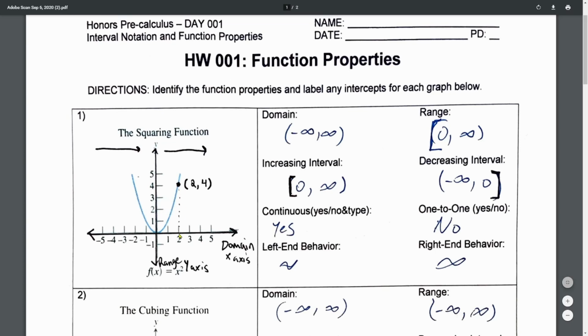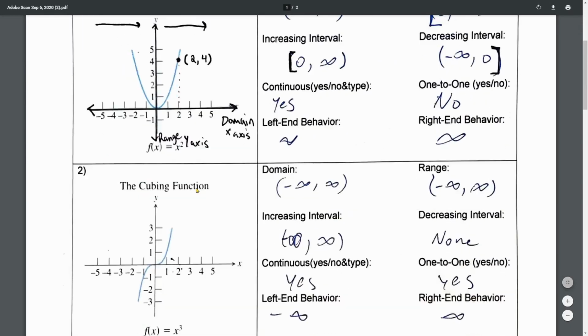Again, you can see if you plug in 2 for x, 2 squared is 4. But if you plug in negative 2, you also get 4, so that's not a one-to-one function. The left-end behavior is positive infinity, and the right end is positive infinity.